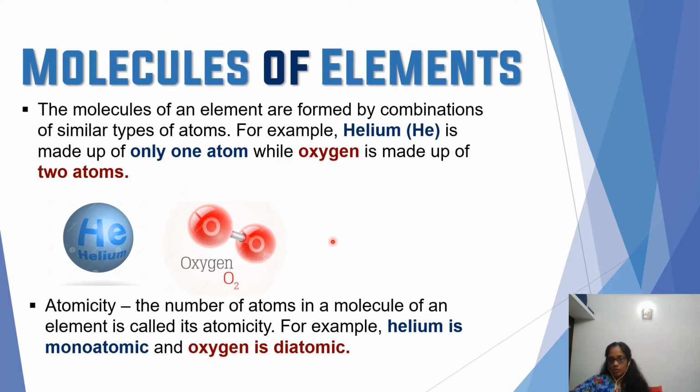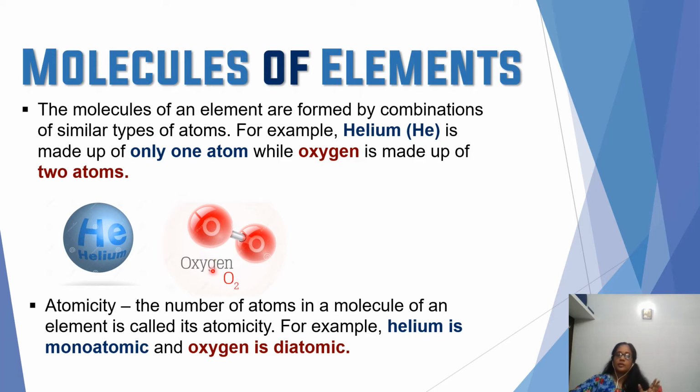So in the helium molecule there is only one atom, so it is called monoatomic. And what about the oxygen molecule? Two atoms of oxygen chemically combine with each other, and the atomicity is 2. Two atoms are there, so oxygen is called diatomic. Di means 2. Diatomic. Got it, children? So what does atomicity mean?